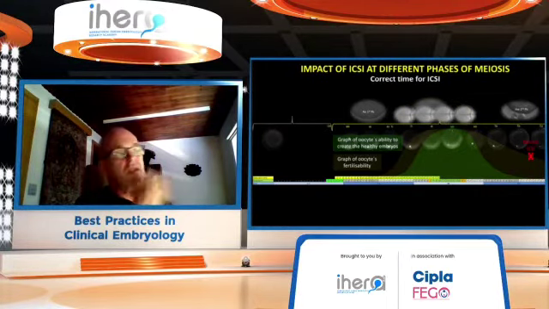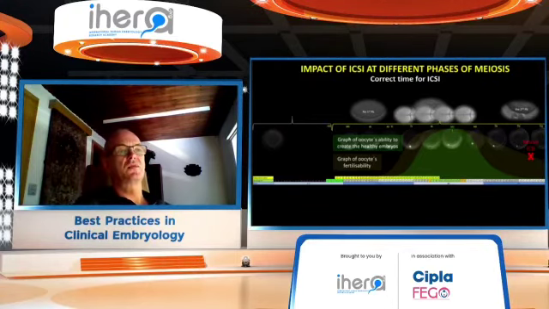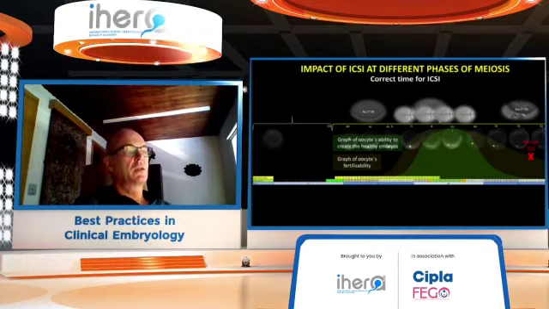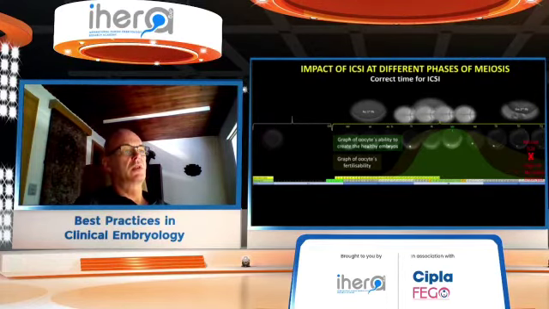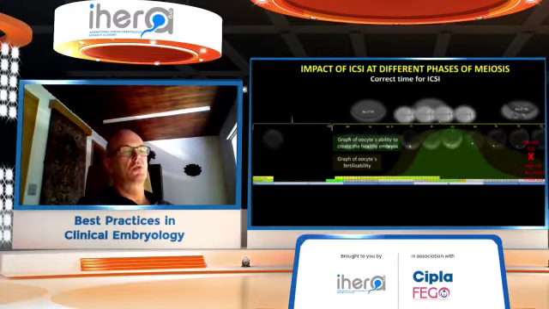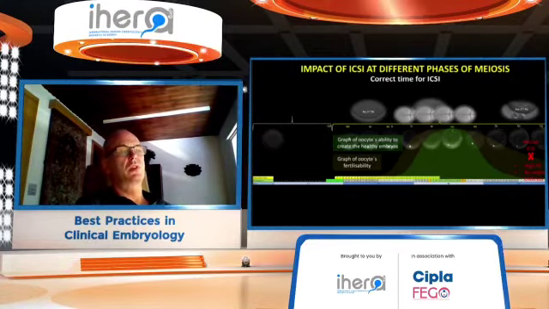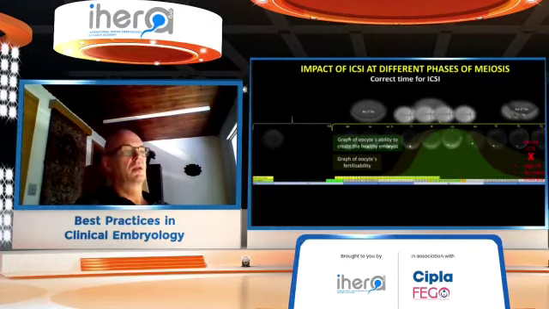Maybe 20 years ago, we used to do so-called rescue ICSI in oocytes that failed to fertilize by conventional IVF. The result of this rescue ICSI was a high fertilization rate, but no viable embryos or pregnancies, which means that the oocyte's ability to produce a healthy embryo is shorter than its ability to be fertilized.